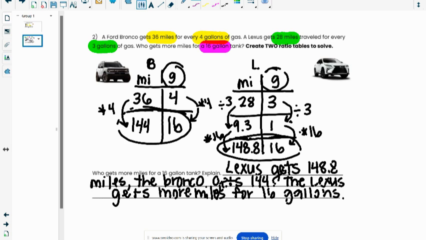And that's how you compare ratio tables. So we've got to find a number that's the same in the same column. Here we're looking at gallons, and we had to get it to 16 because the problem told us to. We had to both get it to 16 gallons. That way we can compare how many miles they both get.